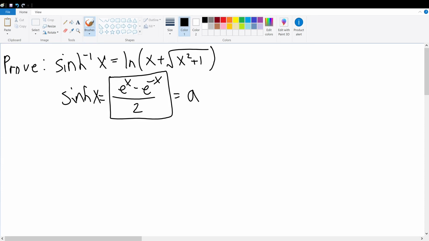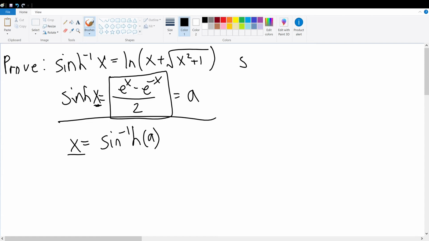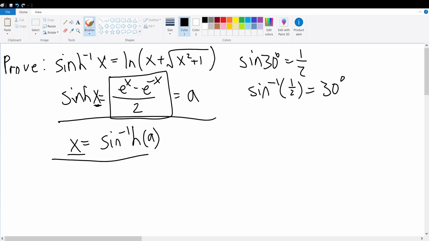So, from this equation, we can find the x quantity. The x quantity will be equal to the arc of hyperbolic sine of a to get the variable of x. This is similar to how we can find it in regular trigonometry. So sine of 30 degrees, for example, is equal to 1 over 2. So that means the arc of sine, 1 over 2, will give us 30 degrees. This is likewise in hyperbolic trigonometry.